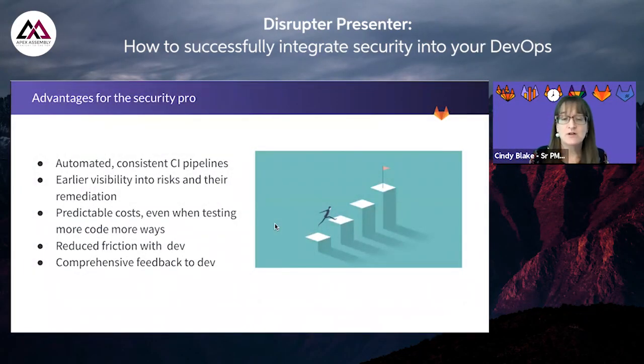From a security pro standpoint, when you focus on that assembly line, you focus on the CI pipelines, you can apply automated and consistent security testing and remediation. You get earlier visibility, predictability, collaboration, and really more learning opportunity for the developer so that they're getting the full picture of the results of their vulnerabilities and what's happening.